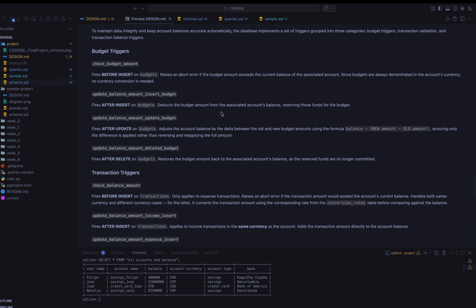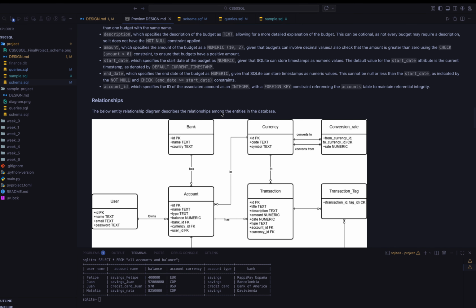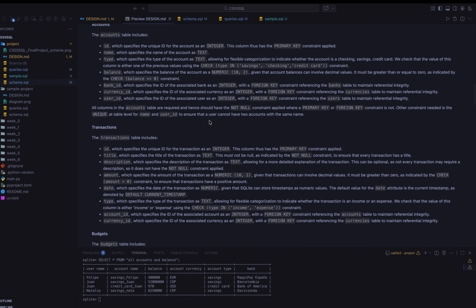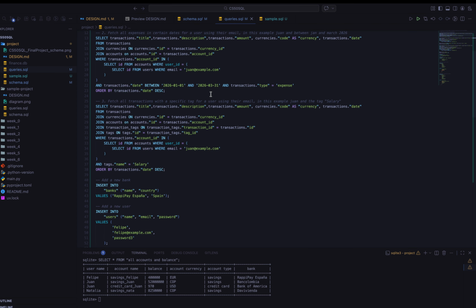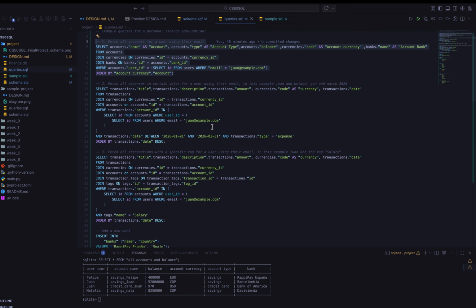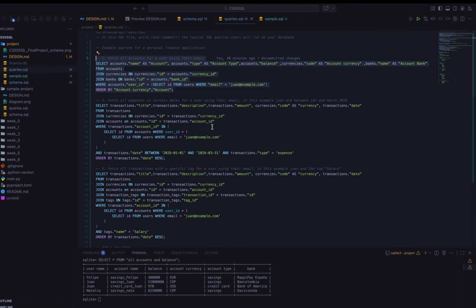So that's pretty much it. As I said, everything is explained in this document, so please give it a look. Also, the diagram is here. So that's all. Thank you so much. I almost forgot, in the queries SQL file, you will find most of the common queries that you will do in this database. So yeah, thank you so much.